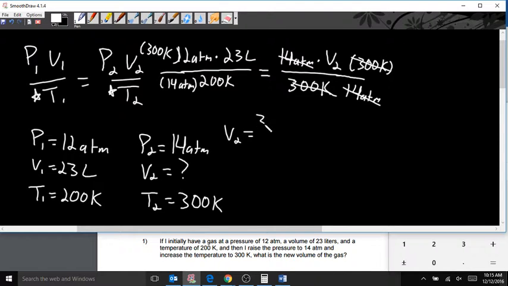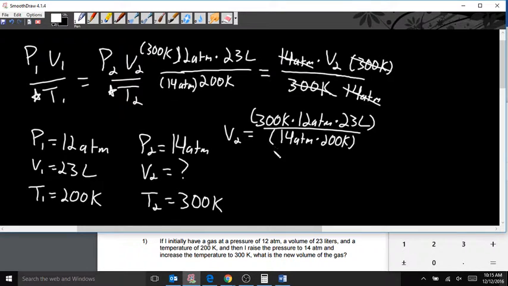That equals 300 Kelvin times, what was it, 12 atmospheres. Got a little sloppy with my writing up there. Times 23 liters. I'm going to put that in parentheses so I know that gets done together. All over 14 atmospheres times 200 Kelvin. Put that in parentheses, make sure I do my math right.